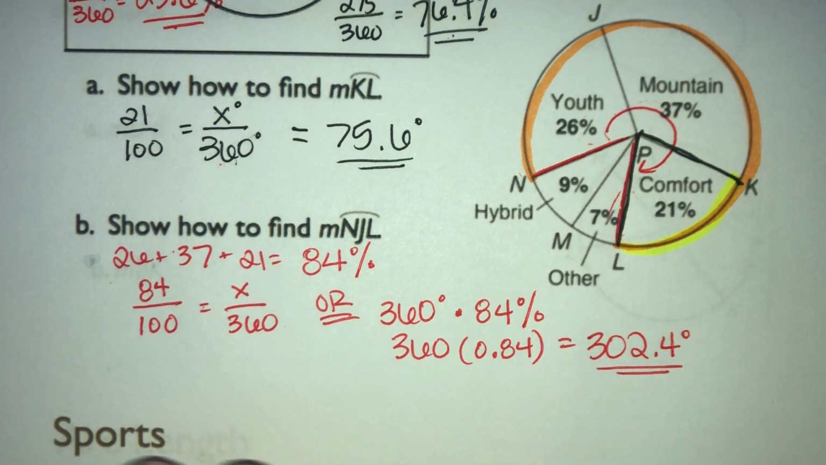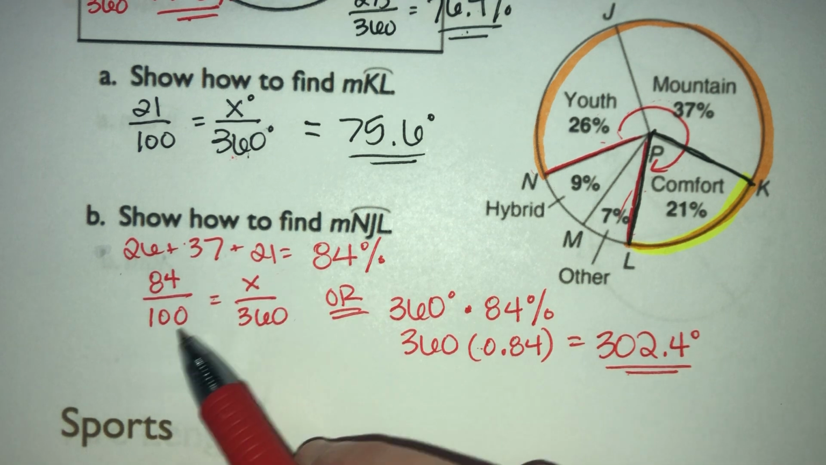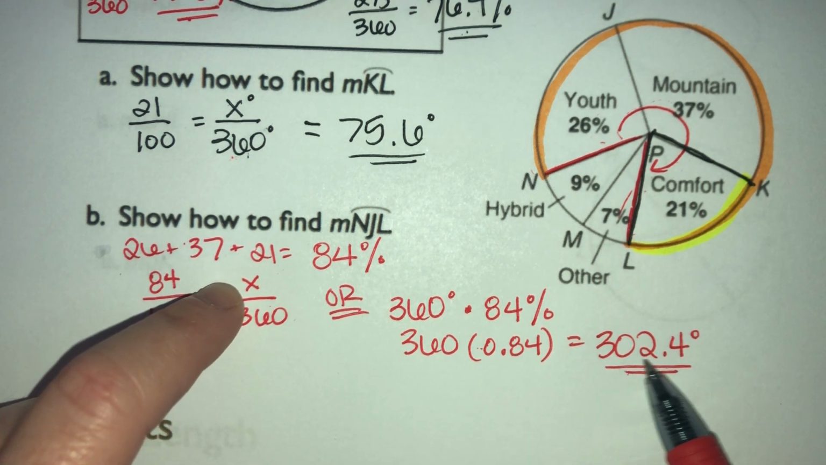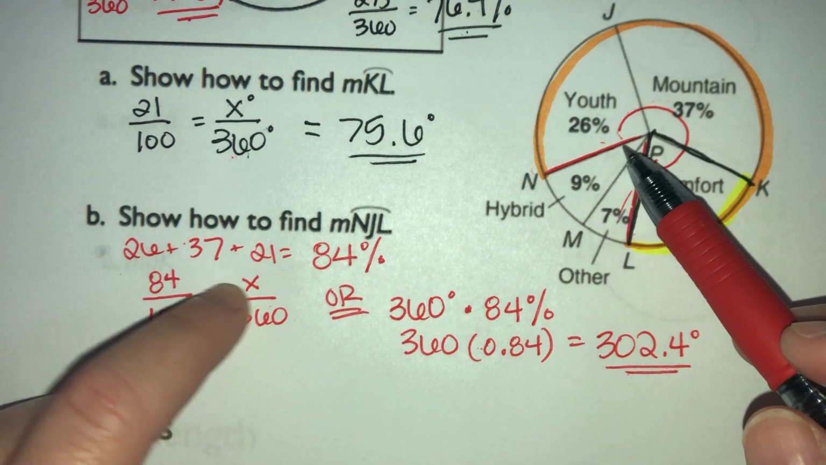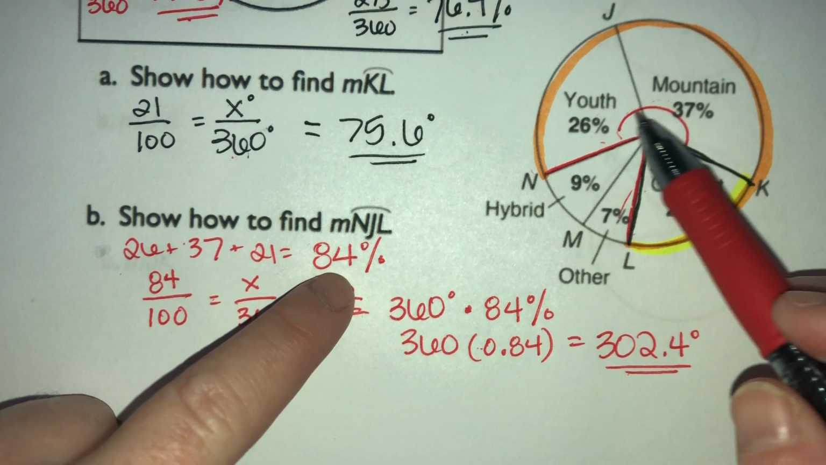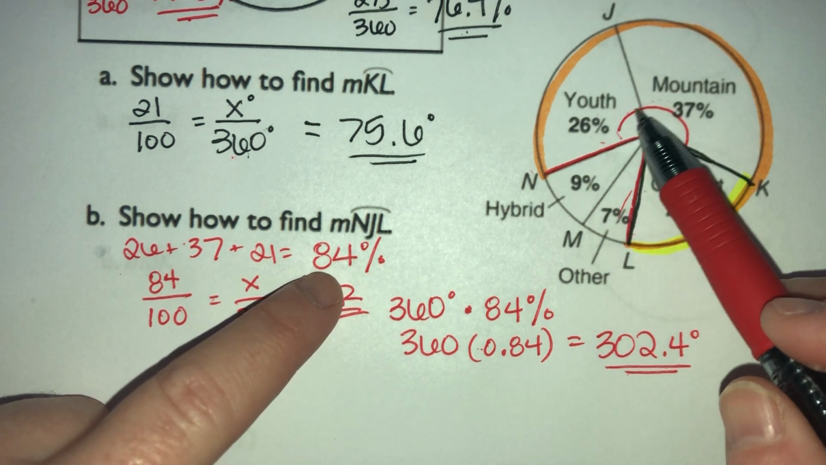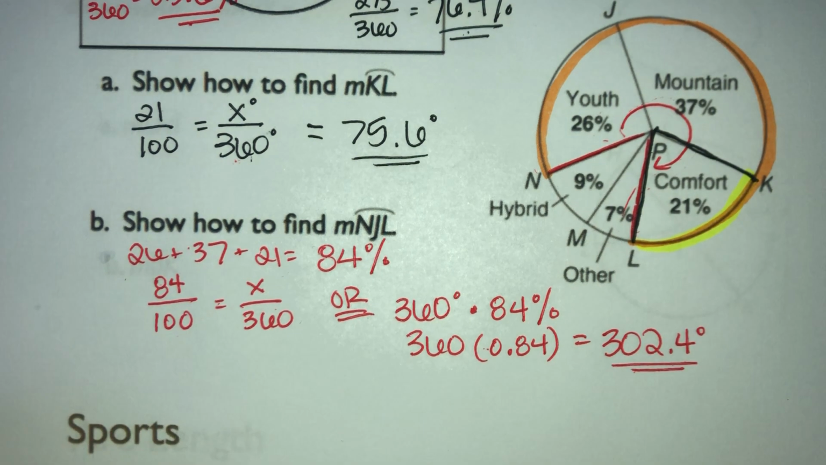And that's degrees. Whether you solved the shortcut way or you cross multiplied, you would have got the exact same answer for x, 302.4 degrees. This portion of the circle makes up about 84% of the circle. The full 100% is 360 degrees. So 84% is just 302.4 degrees. I hope that's making sense.